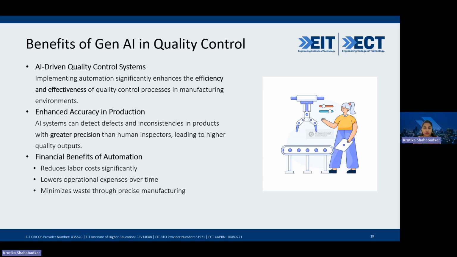Automating these processes doesn't just cut labor costs, it also means fewer defective products leaving the facility, fewer warranty claims, and fewer expensive product recalls, right? AI even helps reduce waste by catching quality issues earlier in the cycle when they're cheaper and easier to fix. So it's not just about doing things faster, it's about doing them smarter and more sustainably, right? Quality becomes a competitive edge instead of a bottleneck.